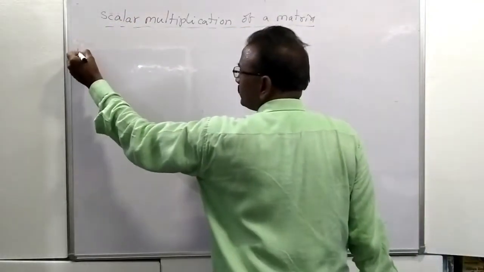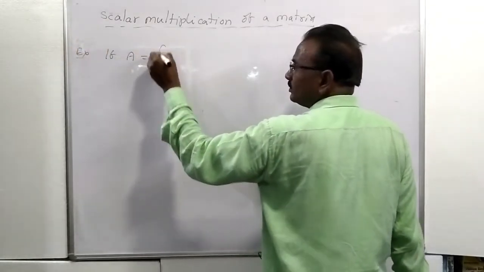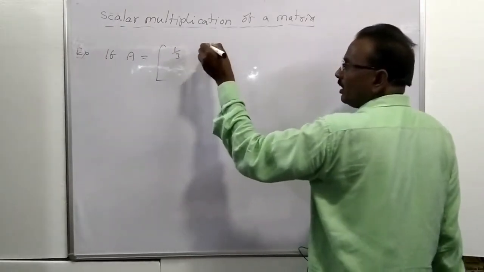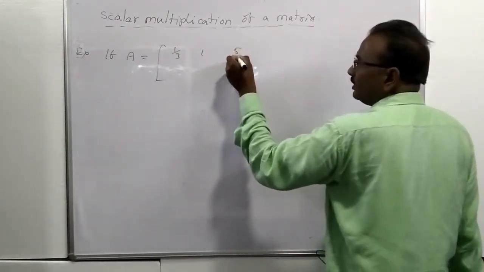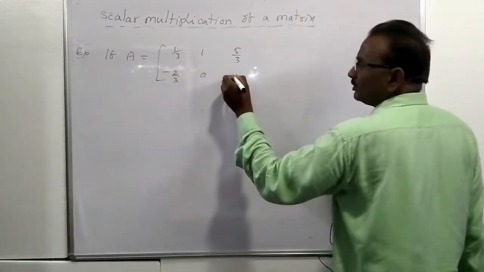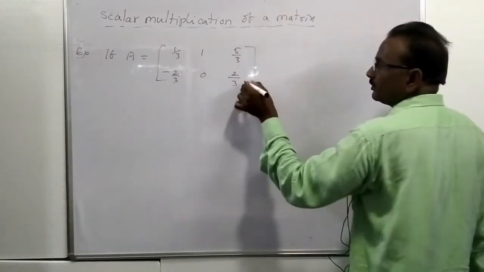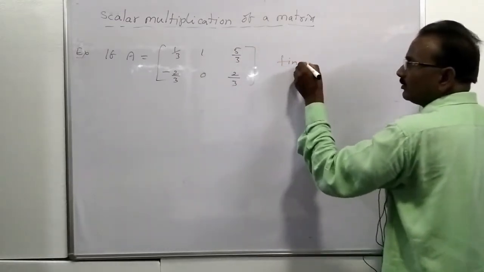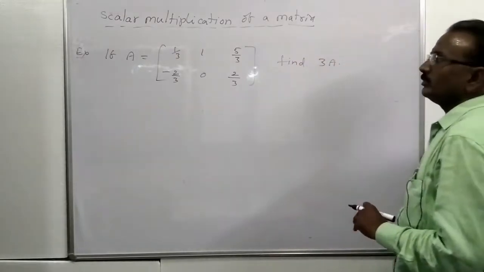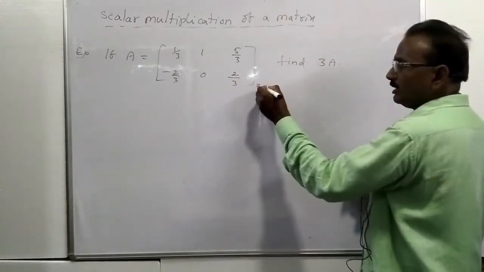Example: if A is equal to [1/3, 1, 5/3; -2/3, 0, 2/3], find the 3A value. Here A is a matrix of order 2 by 3.